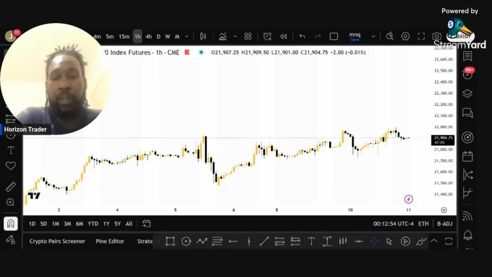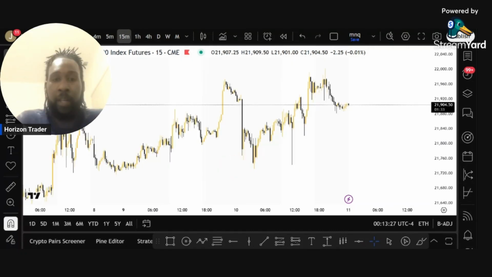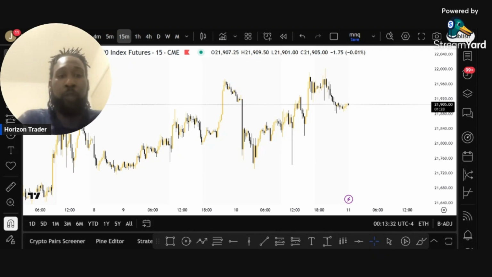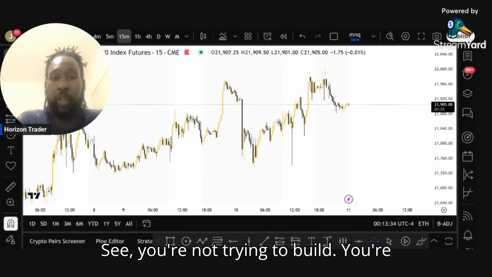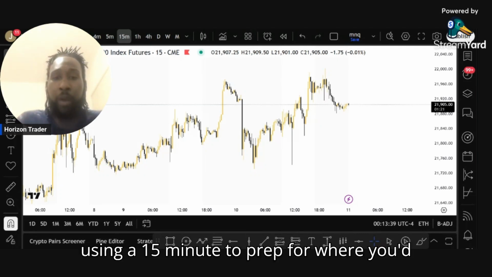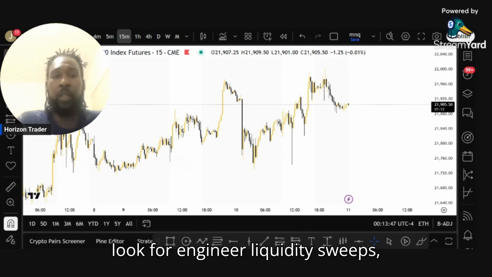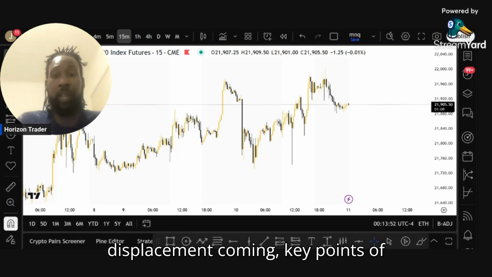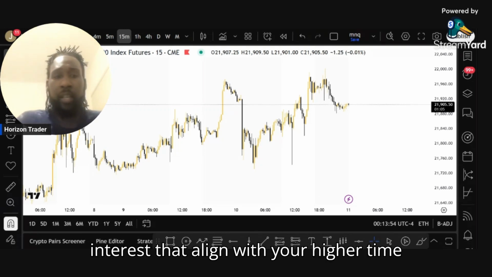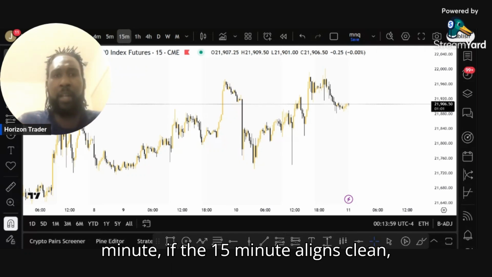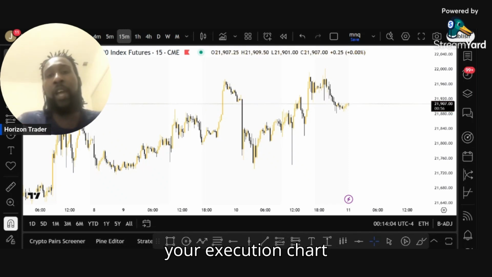The 15-minute. This is for precision scalpers and intraday traders refining their entries. You're not trying to build a full bias here. You're using the 15-minute to prep for where you'd like to take an entry. Look for engineered liquidity sweeps, breaks of structure, signs of displacement coming, key points of interest that align with your higher time frame bias as well. If the 15-minute aligns clean, now you start prepping to drop down to your execution chart.